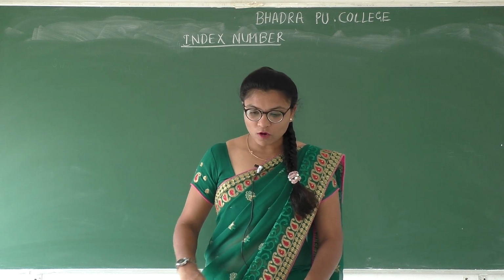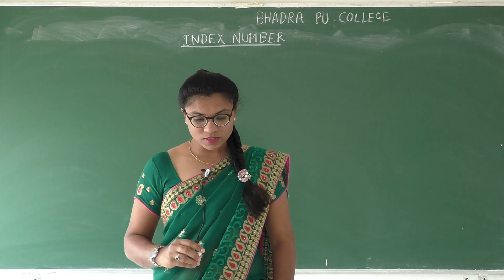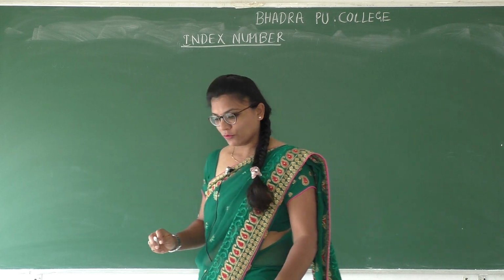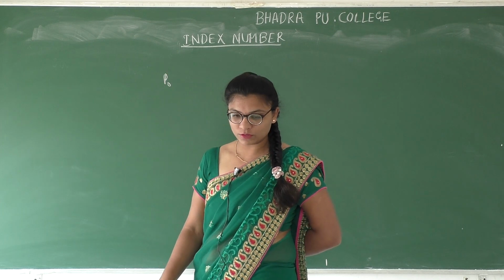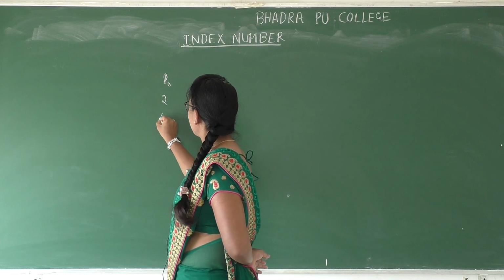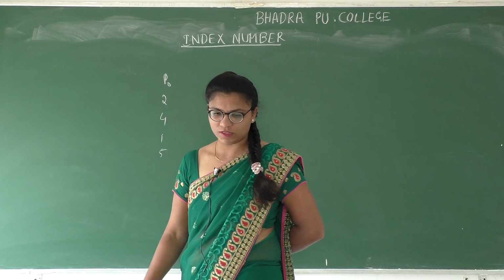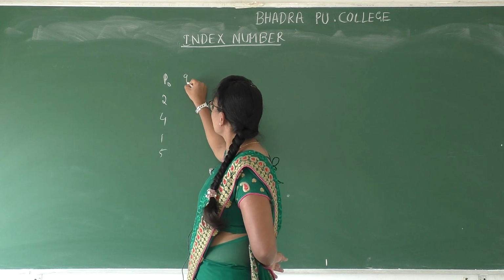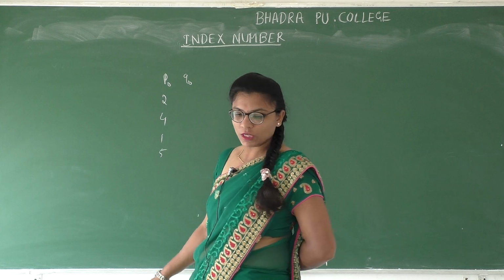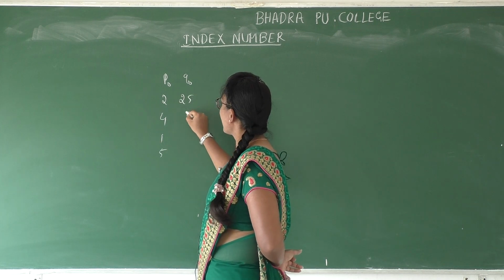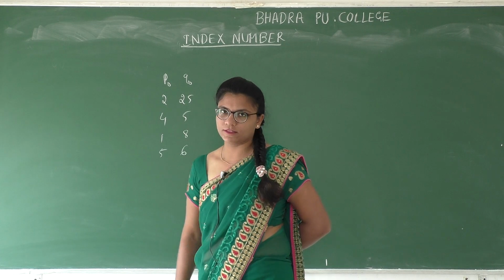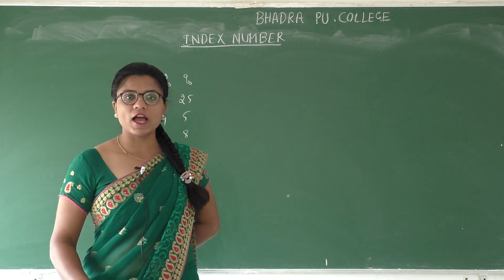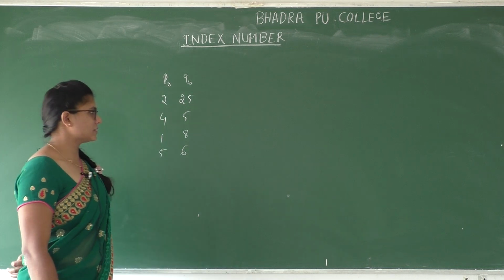The first problem: P naught values were 2, 4, 1, 5, and Q naught values were 25, 5, 8 and then 6, right? I told you that I will give the answers in my next class.